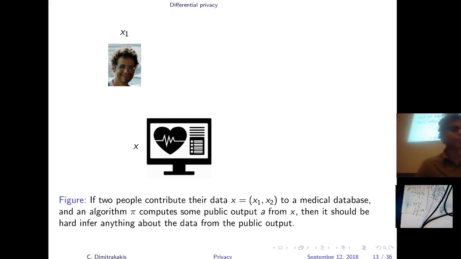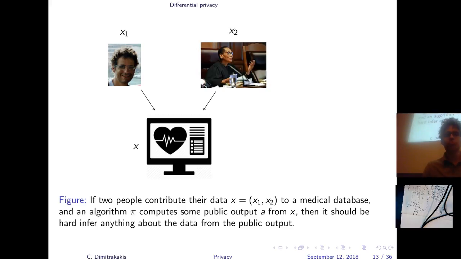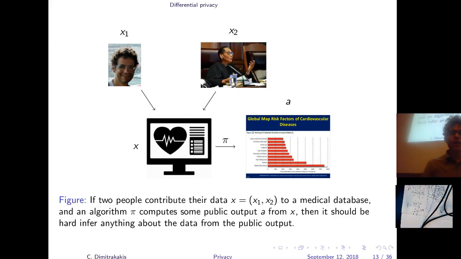So let's say that you want to contribute your data to some database. That's me. And a judge also has some data. Maybe they want to commit their data to the database. And then somebody publishes a study about this data. It seems very nice and benign. You don't really see the data ever, right? You just see the statistics.